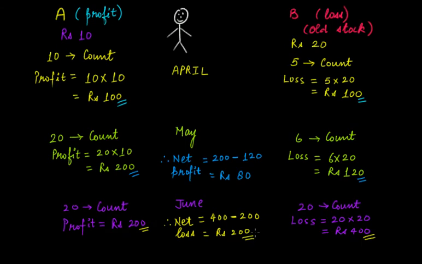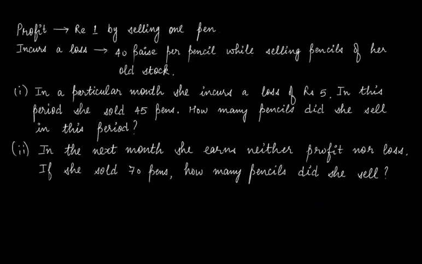Okay, so I hope this whole concept is clear: there is no loss in this case, or no profit, neither loss nor profit. And in this month of May you had a net profit, and in the month of June you have a net loss. Now jump to this problem and let's take the first one.